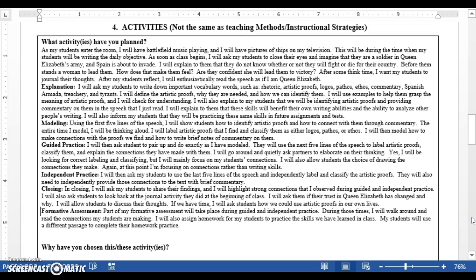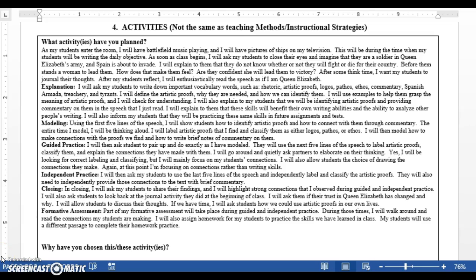Again, this is establishing the need for Queen Elizabeth to use rhetoric and use artistic proofs to appeal to their logic, their emotions, and the credibility of who she is, that she can lead them in a victorious battle. So I'm establishing the need in the first activity. After my students journal, then I will enthusiastically read the speech as if I am Queen Elizabeth.